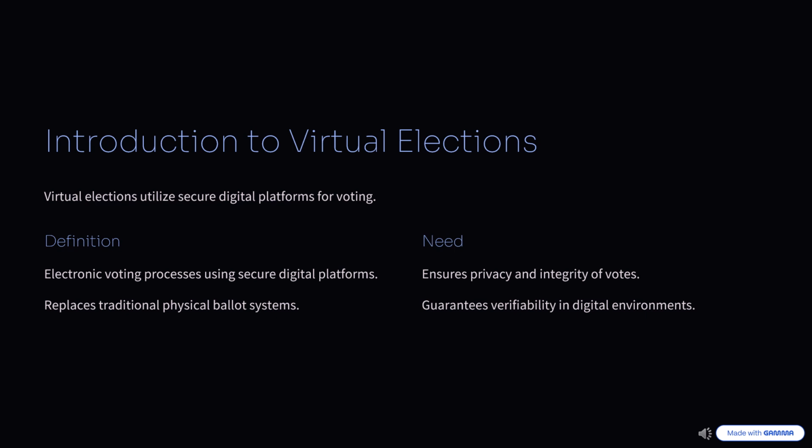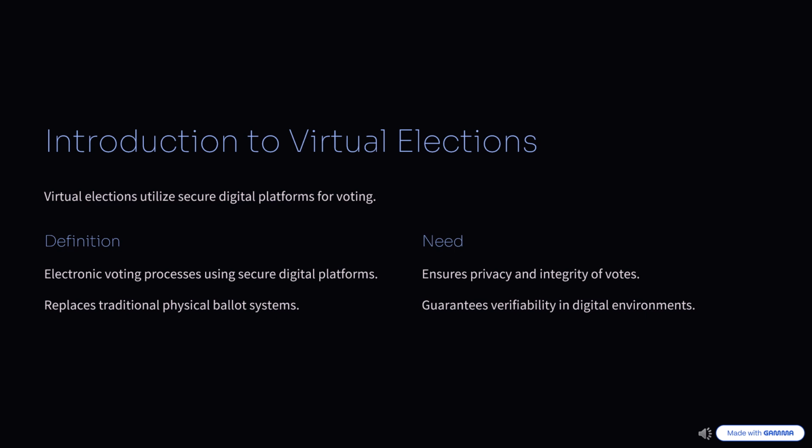So, to define it clearly, virtual elections are electronic voting processes conducted through digital platforms. These platforms handle everything from voter registration and authentication to vote casting and result tabulation. Instead of queuing at physical polling stations, voters can interact with a secure digital system to record their choice. This makes elections more accessible, especially for those who are unable to vote in person.